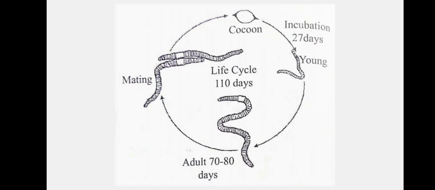So this is a pictorial representation of the life cycle of earthworms. First of all, mating occurs, forms cocoon, and it gets incubated for about 27 days and forms the young one. For reaching adult stage, it requires 70 to 80 days. So a total of 110 days is required for the completion of a life cycle in earthworms in general. It may vary from species to species.